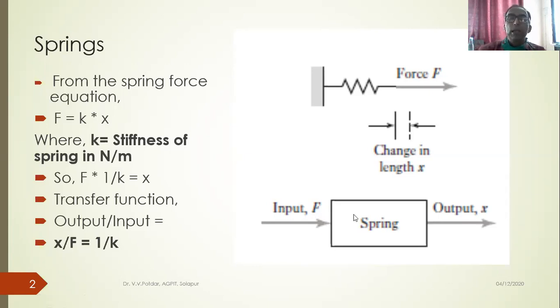Now, if you just have a block diagram representation of a spring like this, inside the box I have written spring. The input is the applied force and the output is displacement X. So the ratio of this output by input is called the transfer function of the system.